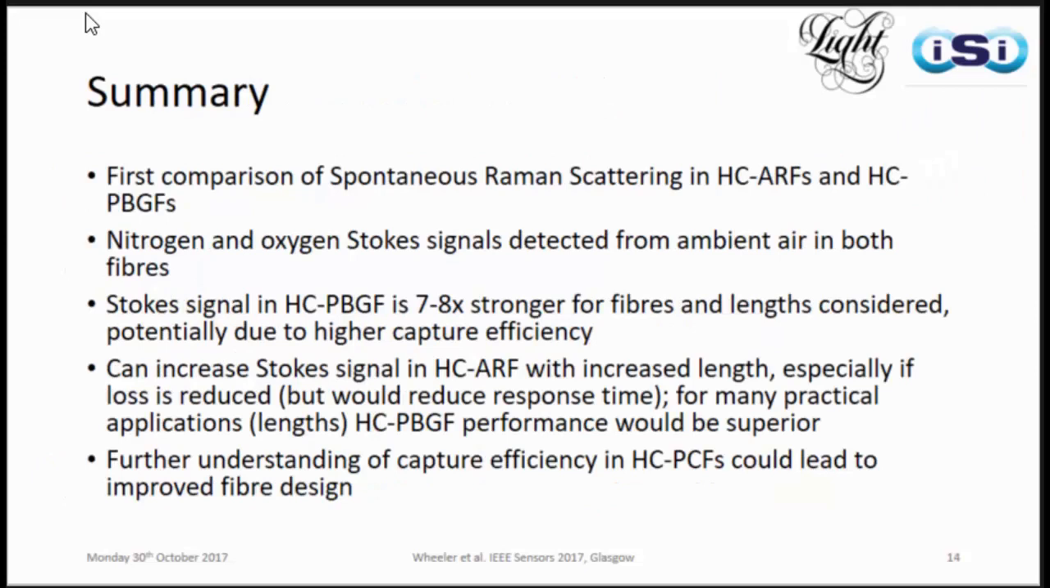Just to summarise, we got the first comparison of spontaneous Raman scattering in hollow-core anti-resonant fibres and bandgap fibres. In both fibres, we can see the nitrogen and the oxygen Stokes signals from ambient air, but what we see is that the signal from a bandgap fibre is significantly stronger in the same experimental conditions, potentially due to this higher capture efficiency.